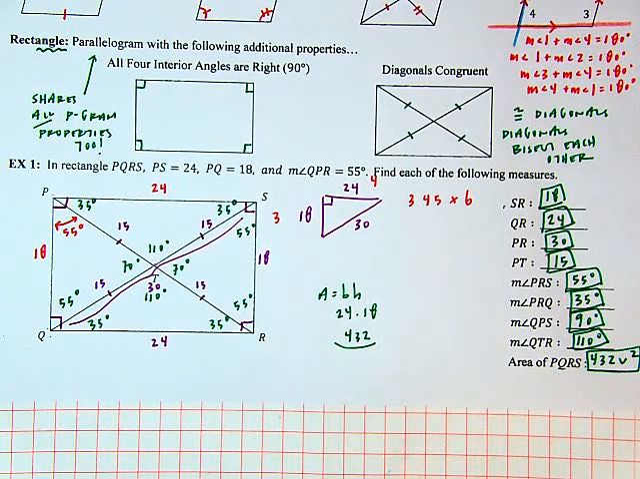All right, let's flip to the back and let's look at the other two shapes. So I'm looking at my rhombus next.